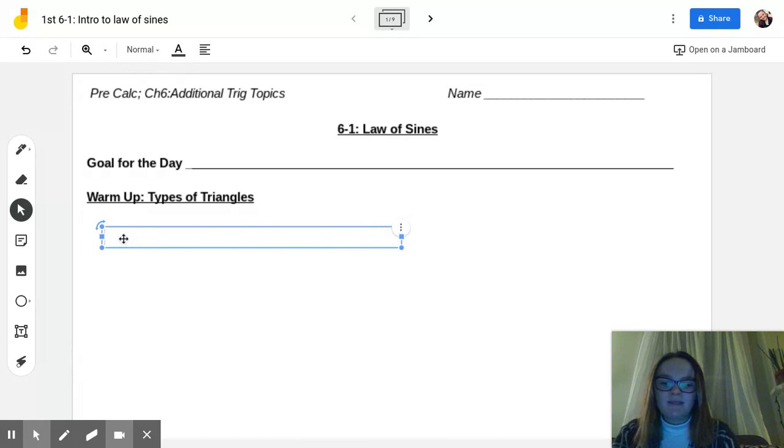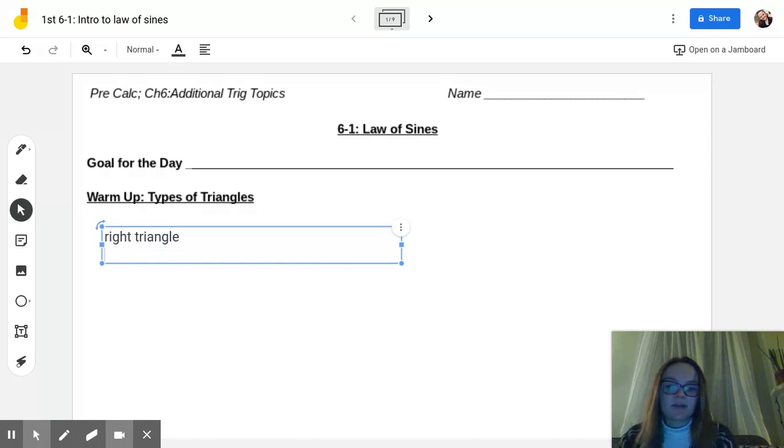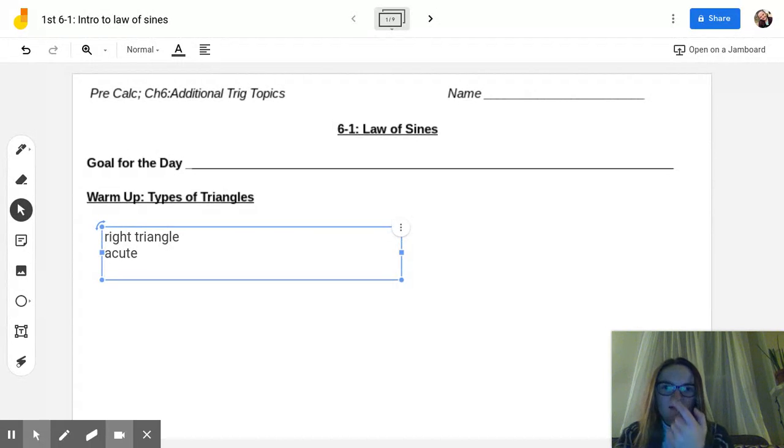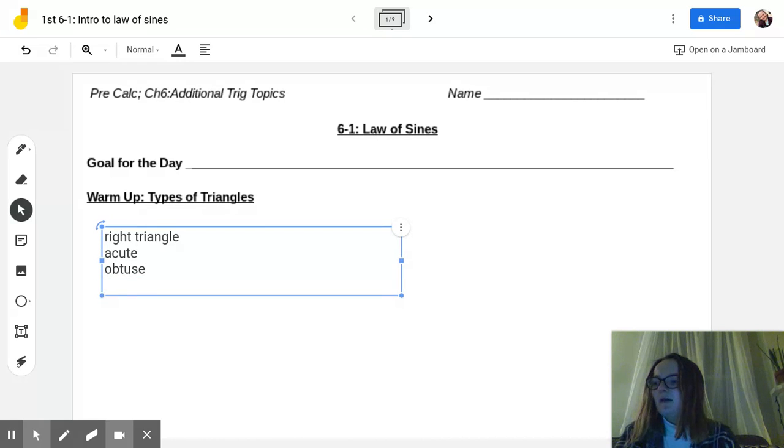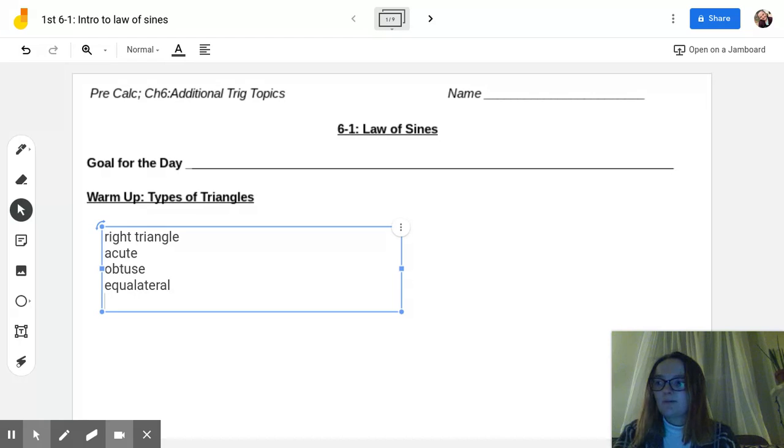First one that comes to mind is a right triangle. So a right triangle is going to be a triangle that has a 90-degree angle. I also know about acute triangles, so that means that they have one angle that's going to be less than 90 degrees. I also know about obtuse, which is an angle that is going to be greater than 90 degrees. Some other things I might know, I probably know equilateral, hopefully I spelled that right.